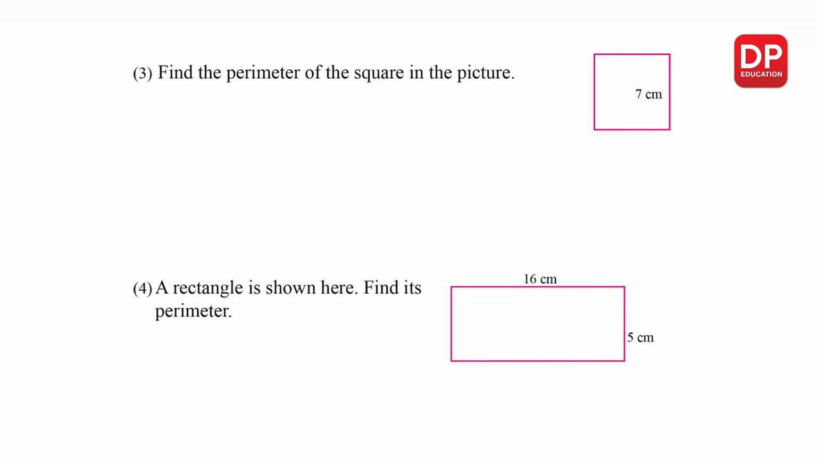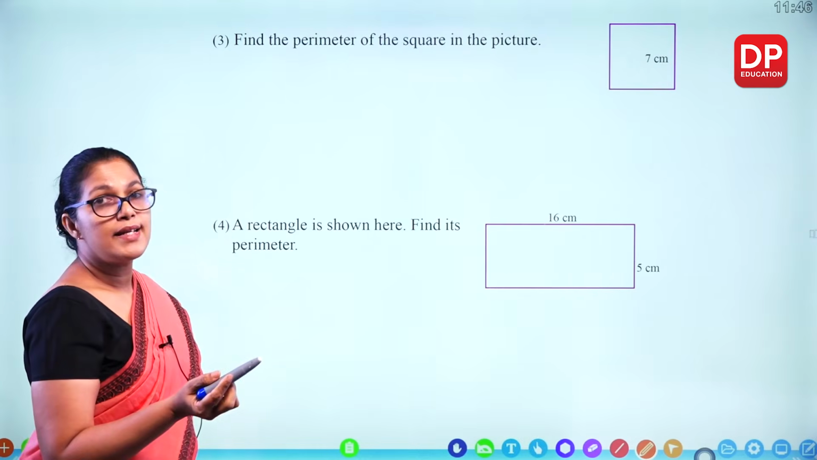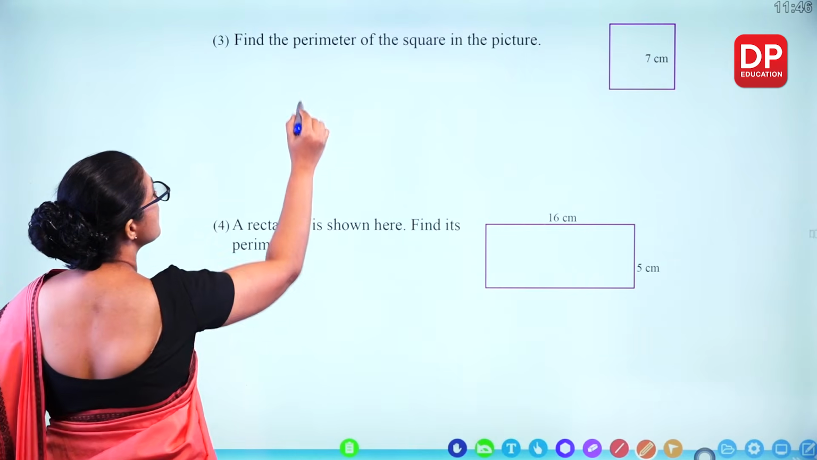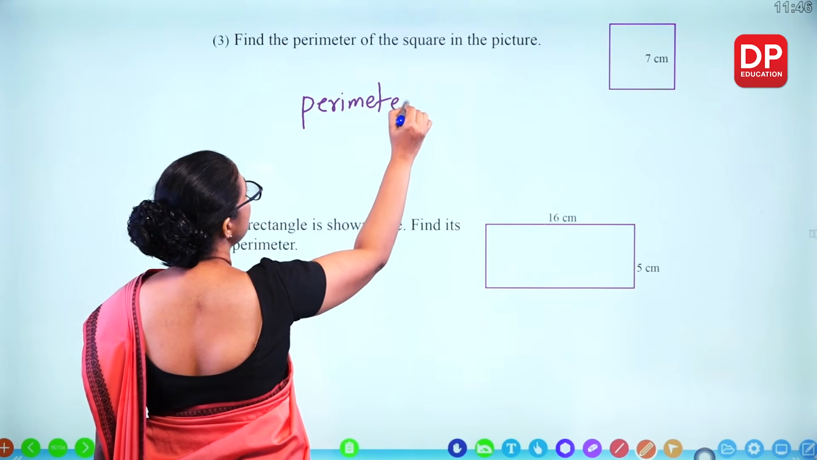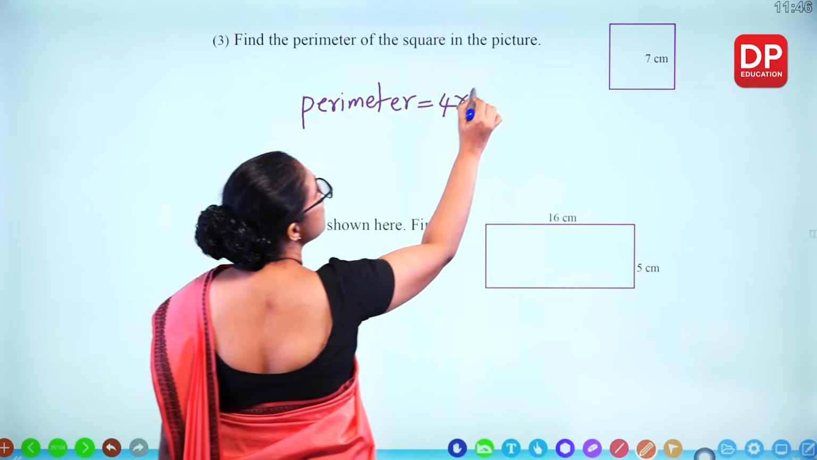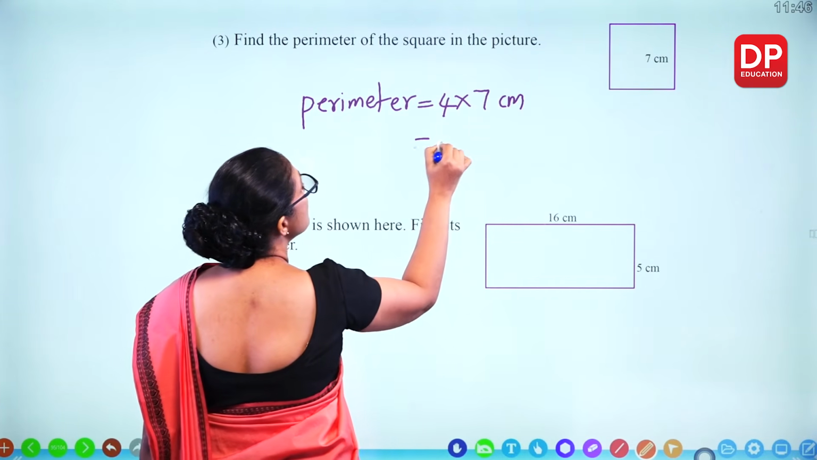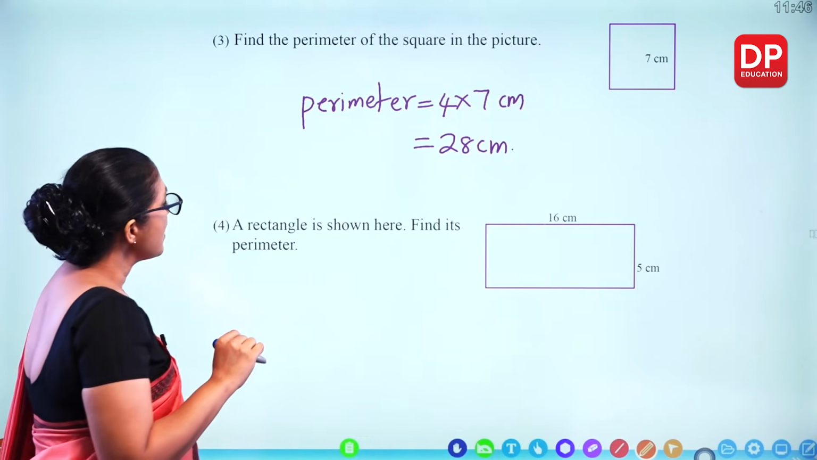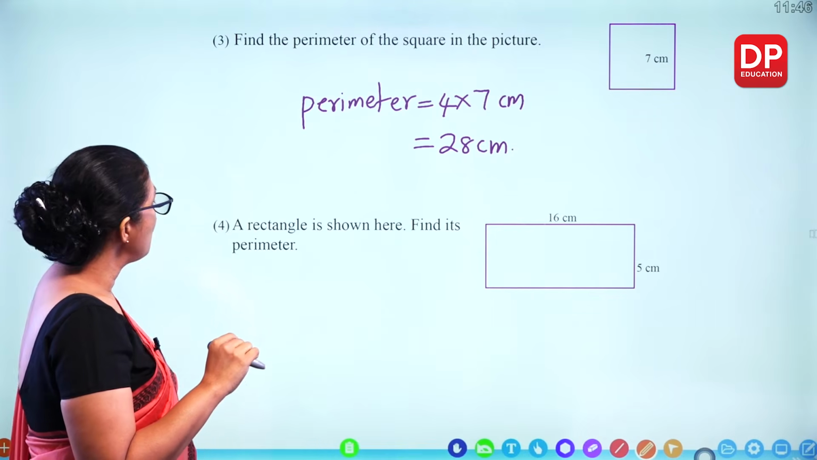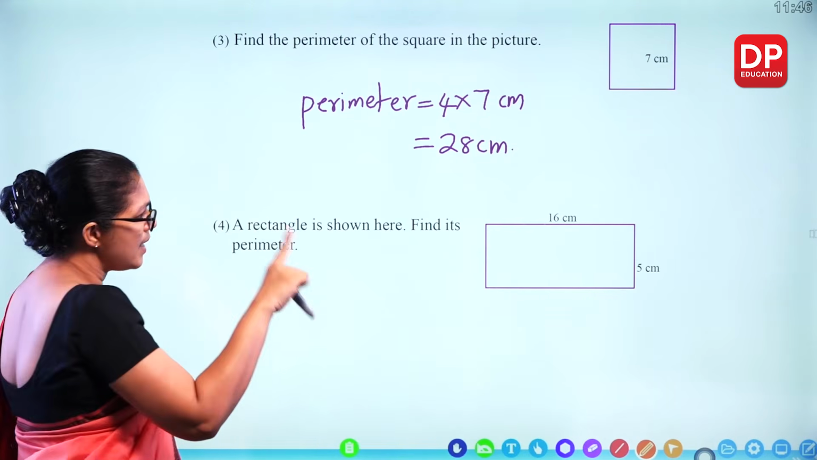Find the perimeter of the square in the picture. Side length is 7. So what's the perimeter? You multiply by 4. 4 times 7, you get 28 centimeters. A rectangle is shown here. Find its perimeter. So you just add it.